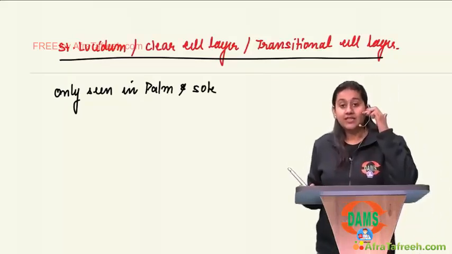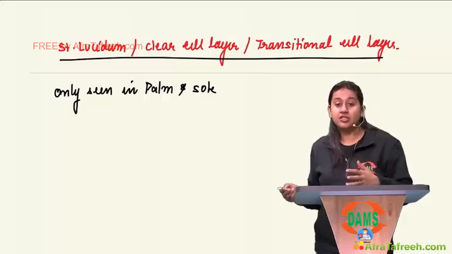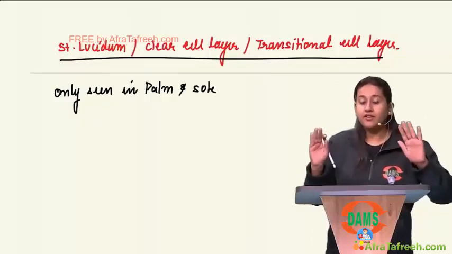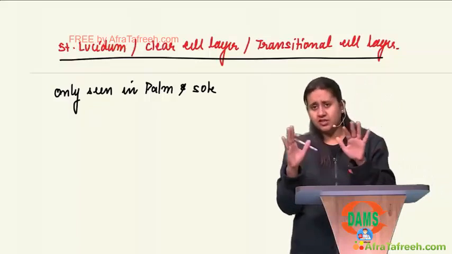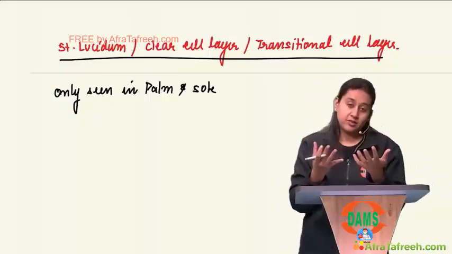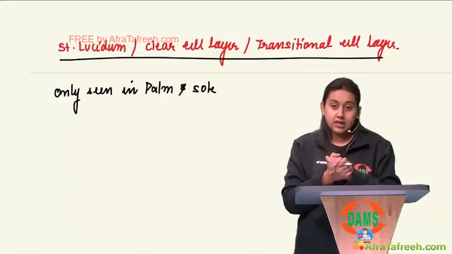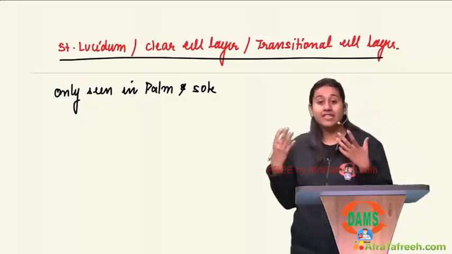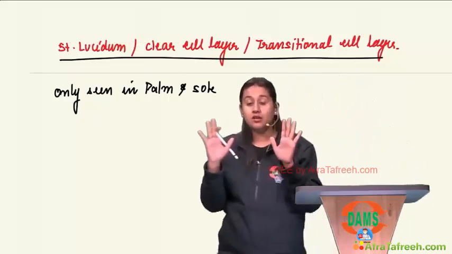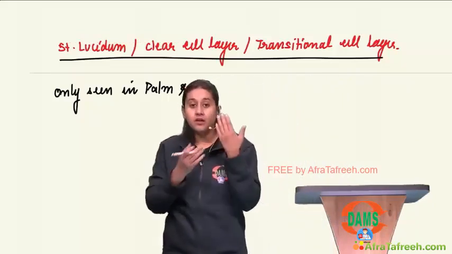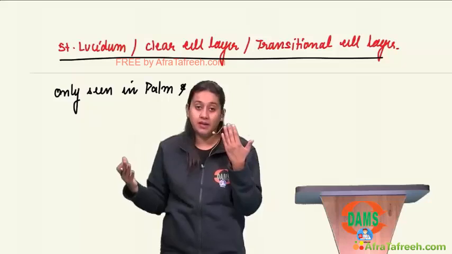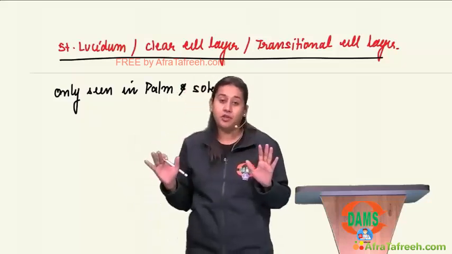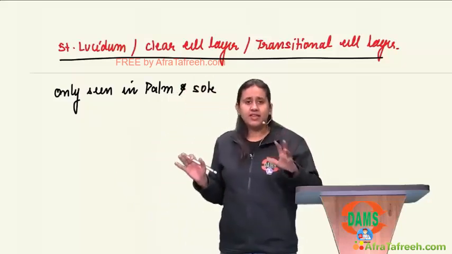Now, why is it called a clear cell layer or transitional cell layer? I want everyone to please look at your palmoplantar skin. Please remember, whatever your skin color, whether you are very dark or very light, the palmoplantar skin is always lighter compared to the skin of other parts, like the dorsum of the hand or other parts of your body. So I think everybody has observed that.